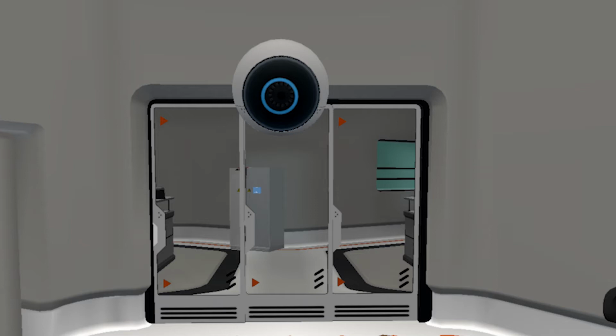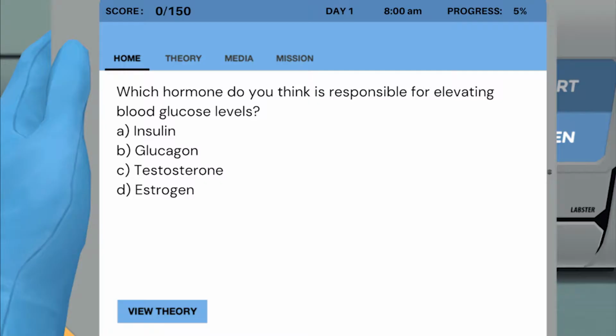The pancreas is the endocrine gland that is largely responsible for the maintenance of blood glucose levels, as well as the cellular uptake and exchange of fuel metabolites. The two principal hormones secreted by the pancreas are insulin and glucagon. Which hormone do you think is responsible for elevating blood glucose levels?